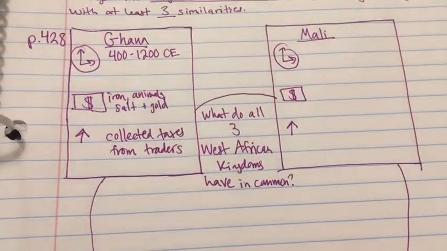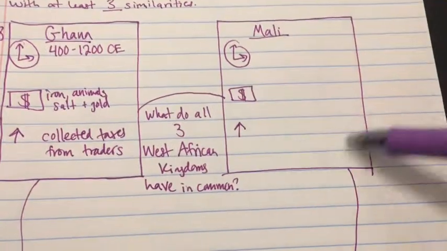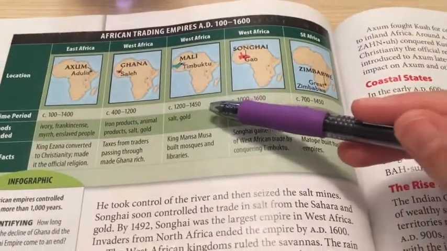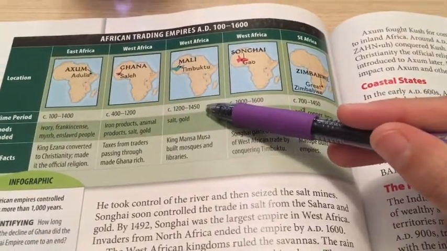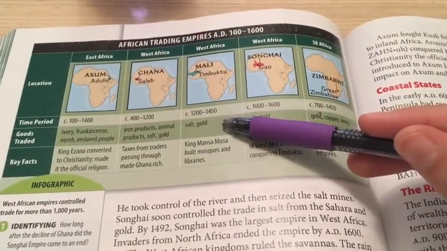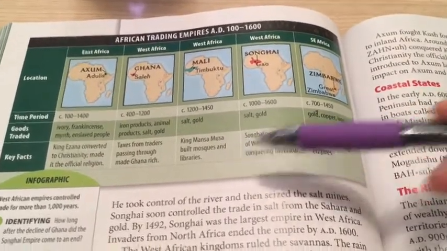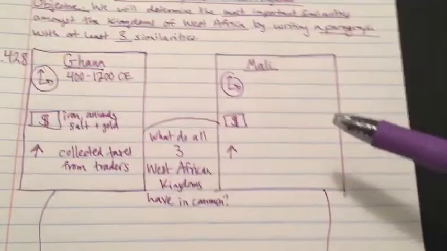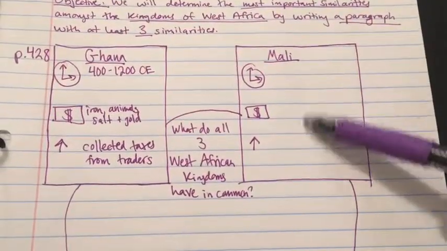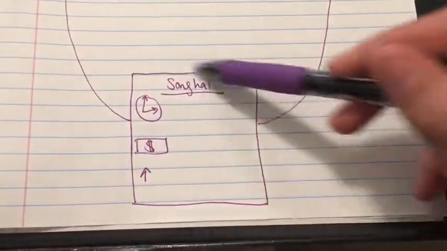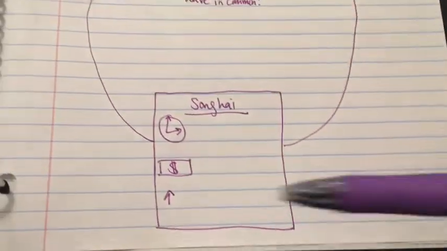page 428, and I want you to do the same for Mali. So right now you want to come back and see, when did the Kingdom of Mali exist? You want to take notes on what they traded, and you want to think about key facts of how else they gained power. Okay. Now is a good time to pause the video to make sure you can take notes on those items. When you're ready, you're going to move down to Songhai, and you're going to take notes on the chart on page 428 again.